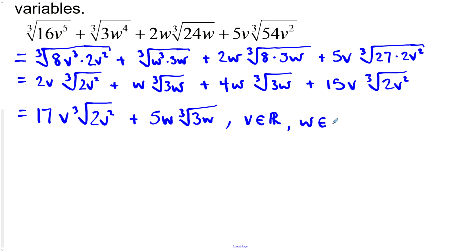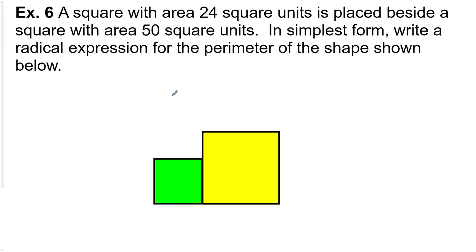any real number. Example 6, we have a square with area 24. That would be this one. And it's placed beside a square with area 50 square units. In simplest form, write a radical expression for the perimeter of the shape shown below. So we need a side length.